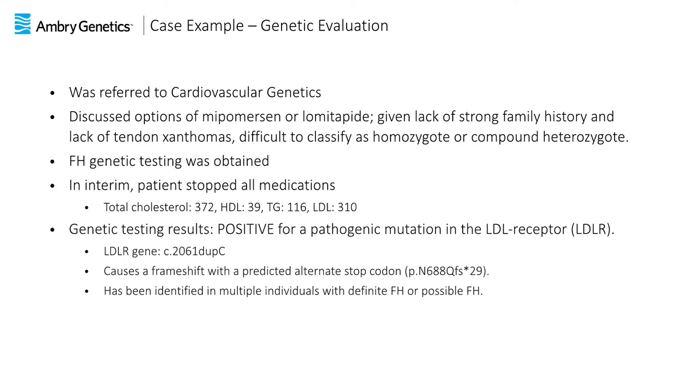His genetic testing results came back, and indeed, it was positive for a pathogenic mutation in the most common gene for FH, the LDL receptor gene. He was found to have a duplication of a single nucleotide that caused a frame shift of the protein, with an alternate stop codon therefore being produced. This mutation had been previously identified in multiple other individuals diagnosed with definite or possible FH, and therefore it was thought that this mutation was definitely pathogenic in this patient.